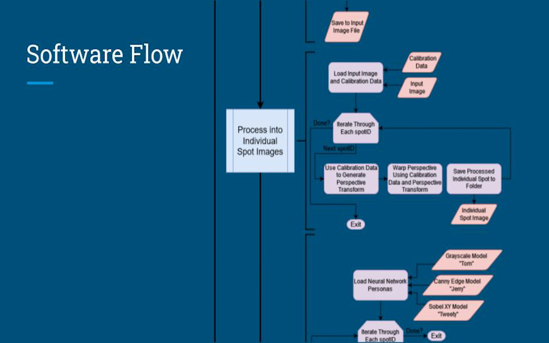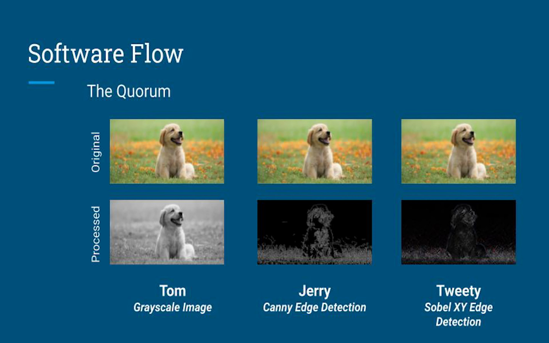The next step in the software flow is really the bread and butter of the parking occupancy monitor. By utilizing a series of 3 TensorFlow convolutional neural networks, we're able to determine the vacancy status of each individual parking spot to an incredibly high accuracy. These neural networks are referred to as personas. That is, they each have a different personal way of detecting if a car is present in the spot or not. The first persona looks at the raw grayscale image.